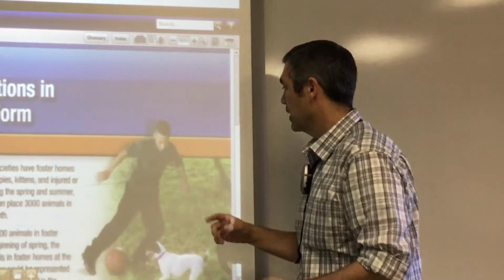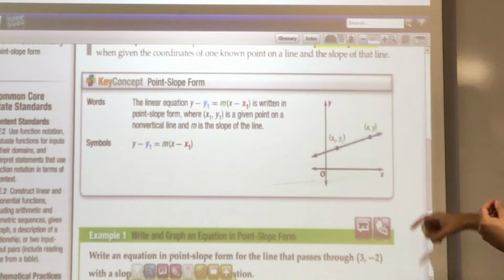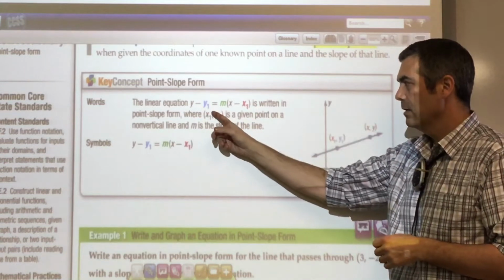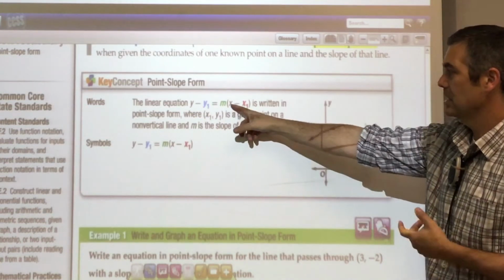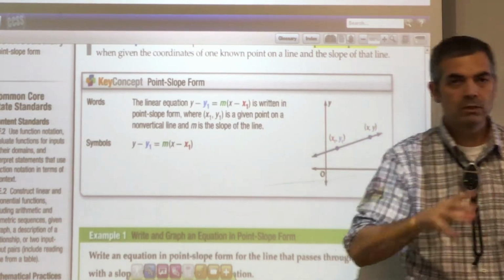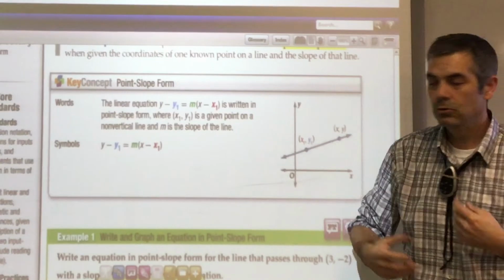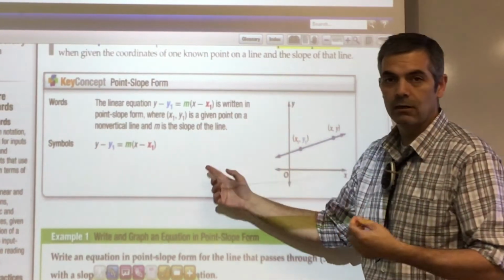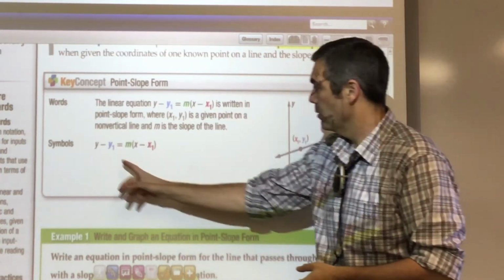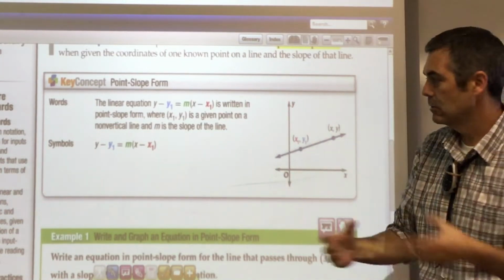So what we're looking at today is point-slope form, and it has a formula that you use to get set up. The linear equation y minus y subscript 1 equals m, parenthesis x minus x subscript 1, parenthesis, is written in point-slope form. When we talk about point-slope form, this is what you should be thinking about. You should look at that and go, oh, okay, this is the form it should be in, where m is your slope and y subscript 1, x subscript 1 is the point that's being given to you.